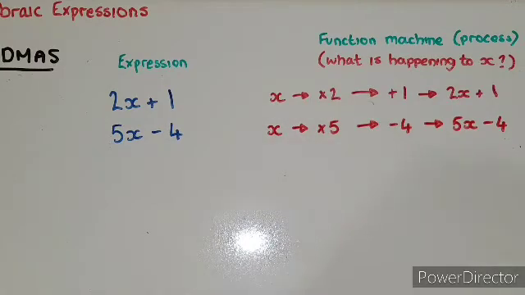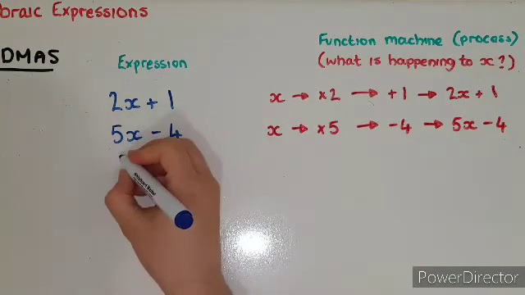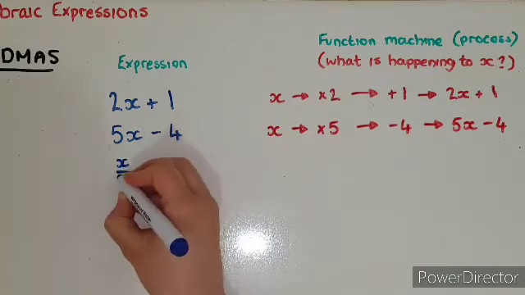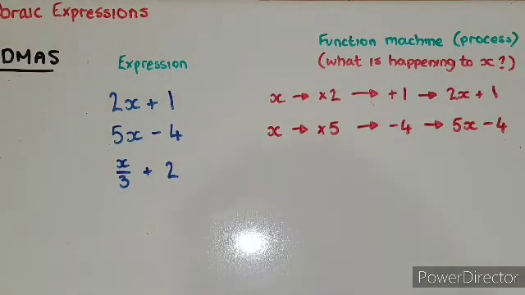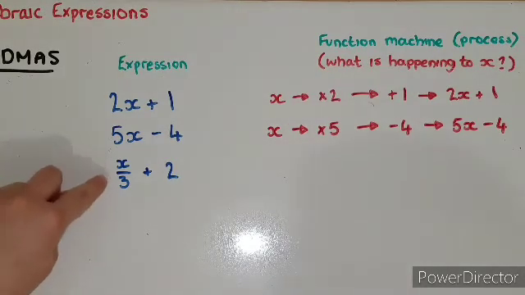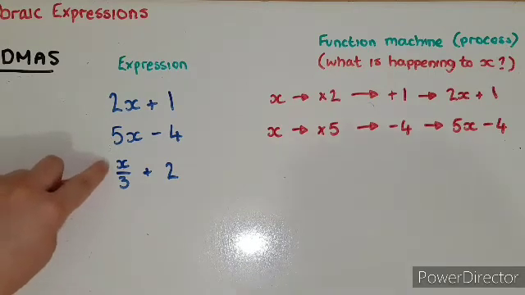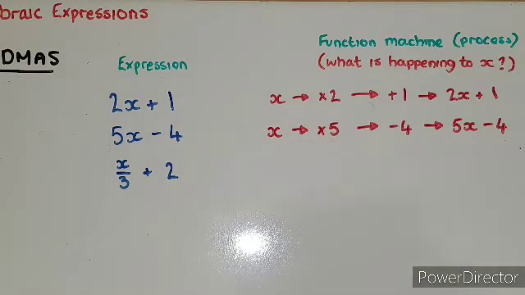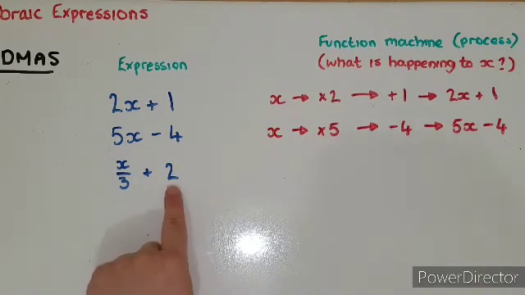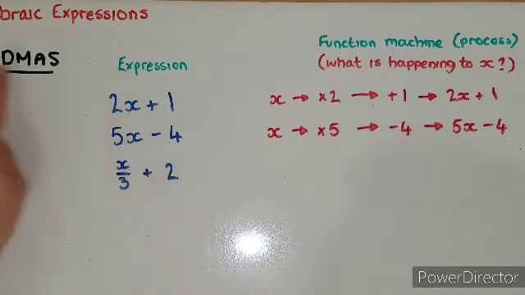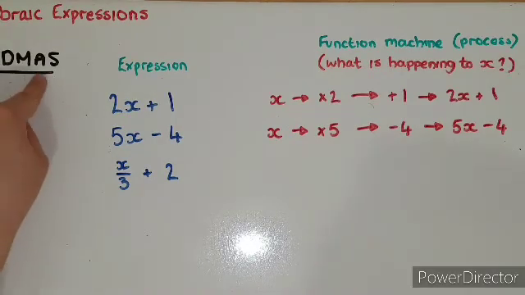Okay. Next one I want to look at is what happens when we have x over 3 plus 2. Okay. So again, the same idea. I want to just look at everything that's happening in this expression. So I have an x over 3. Now if you remember back to last lesson, x over 3 just means I'm dividing x by 3. So I've got a divide by 3 there, and then I've got an add 2. Okay, so in BODMAS, division comes before addition, so I must do the divide before I add.